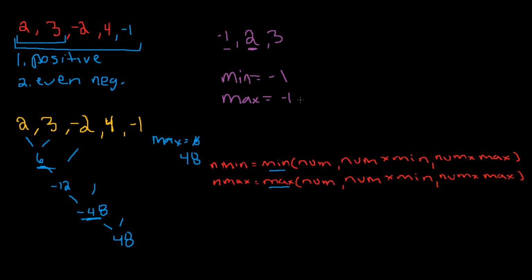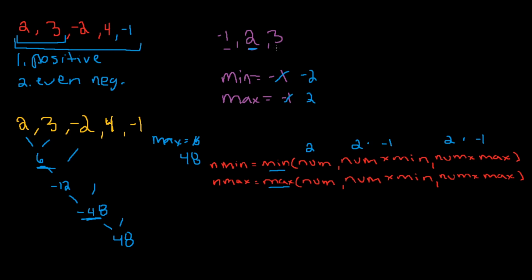So let's just go through the array where we left off. So we were at 2. We already have our previous min and our previous max here. So our current number is 2, and then 2 times our previous min, which is -1, and then 2 times our previous max, which is -1. And we see that our min here is -2, so we're just going to update that. And then our max is going to be 2.